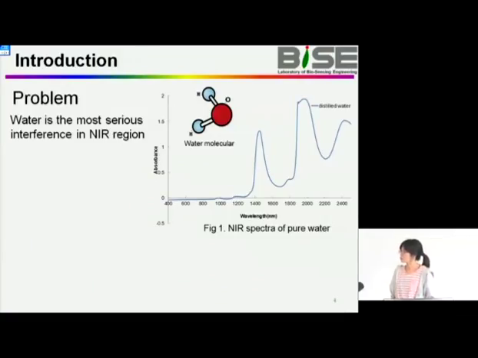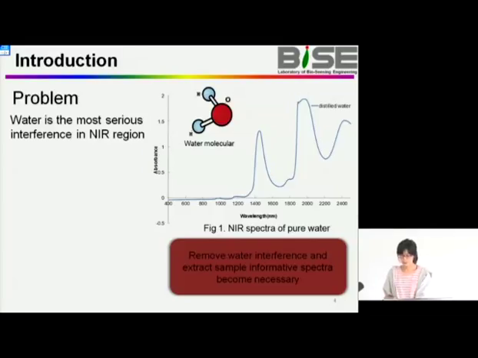In this study, I want to use NIR spectroscopy to detect coffee solution. But for solution detection in the NIR region, water is the most serious interference because water has strong absorption in the NIR region. This figure shows the water absorption in the NIR region. From this figure, we can see that water has 2 strong and broad absorption peaks in the NIR region. These 2 peaks are caused by OH bond motions in water. Usually, water absorption is much higher than the sample in this experiment, much higher than CGA. So how to remove water interference and extract the sample's informative spectrum becomes important.